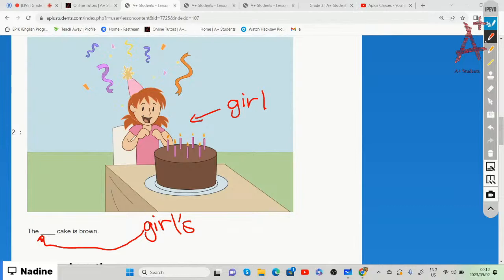So whose cake is brown? It's the girl's cake. And why is it her cake? It's her cake because it's her birthday, right? Which means that the cake belongs to her. She owns the cake or she has the cake. So it is her cake. That is why we're saying it is possessive nouns, right? It shows what belongs to something or someone. So the girl's cake is brown. So girl and apostrophe s. So the girl's cake is brown.